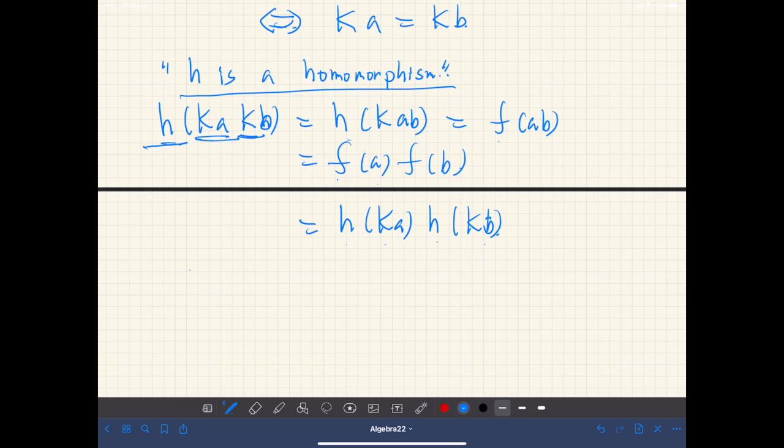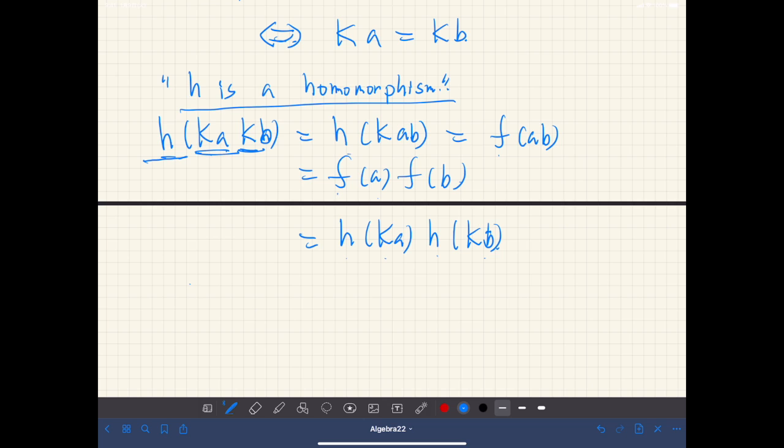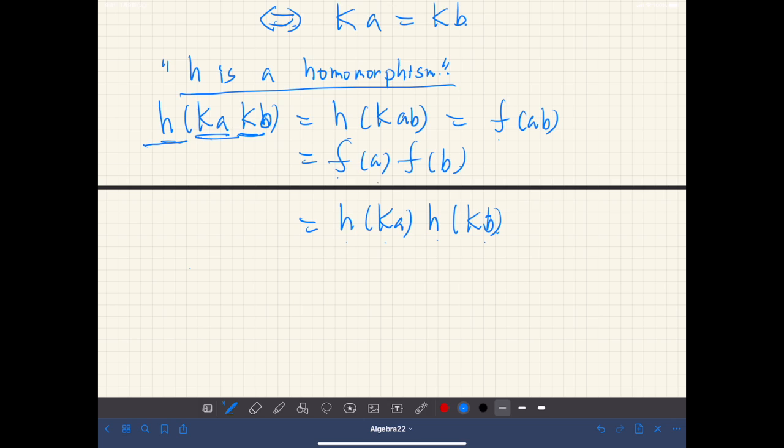So we have seen that H is a homomorphism, it is injective, it is surjective, and it is well defined. So therefore, after all, H is an isomorphism. And we are done.